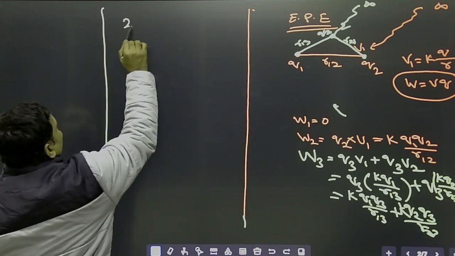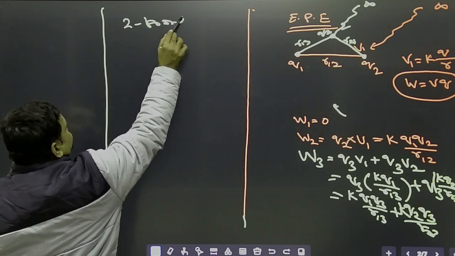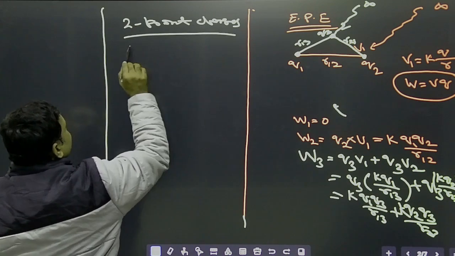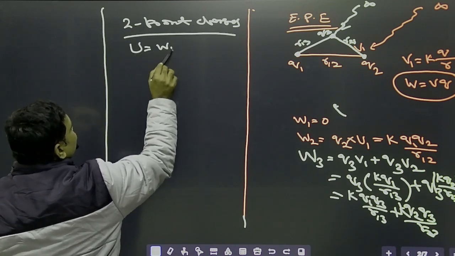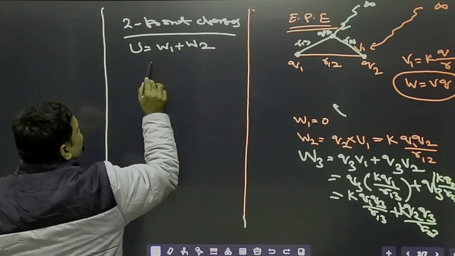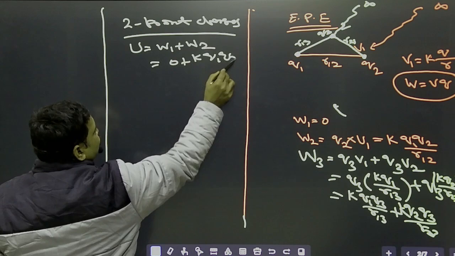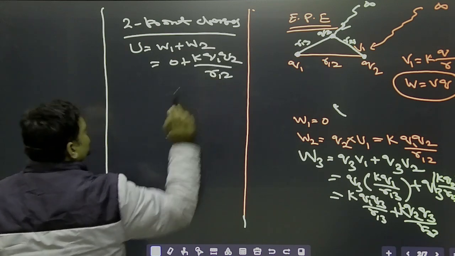For 2 point charges, the electrostatic potential energy U will be equal to W1 plus W2. So this will come as 0 plus K Q1 Q2 upon R12.